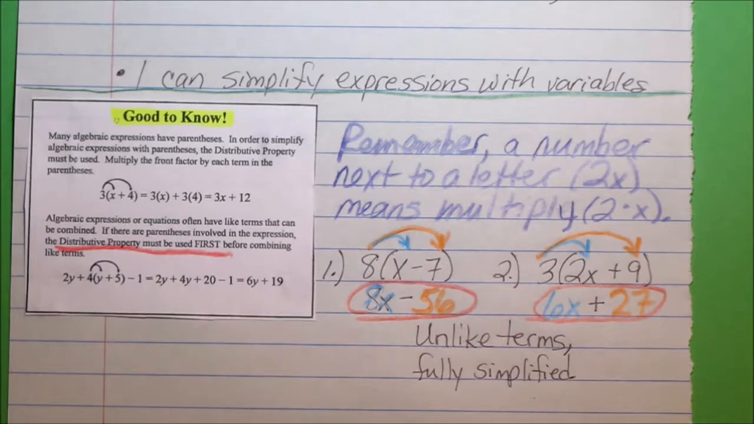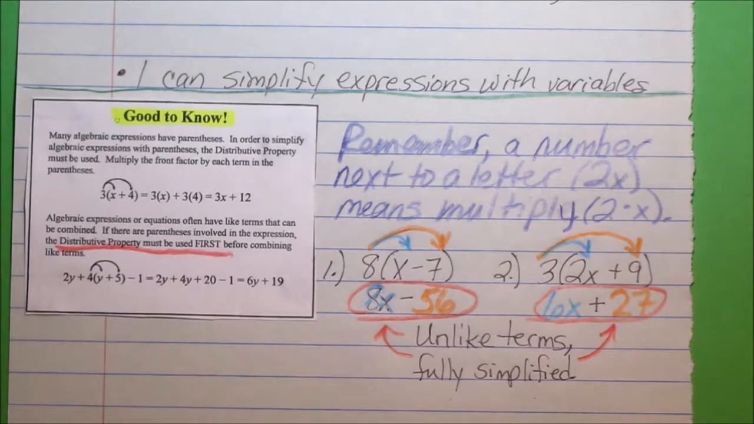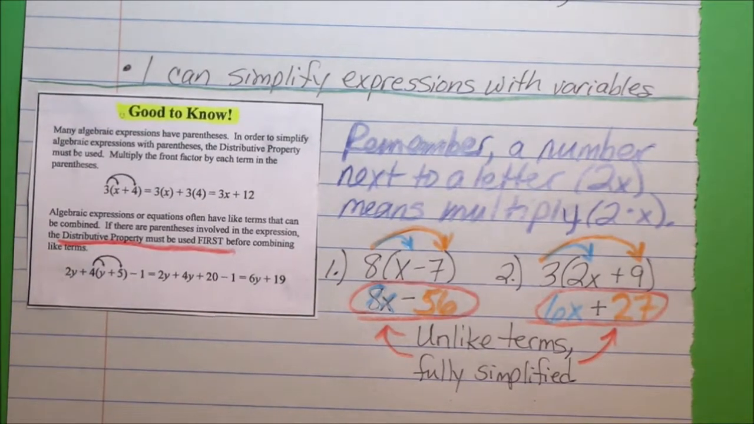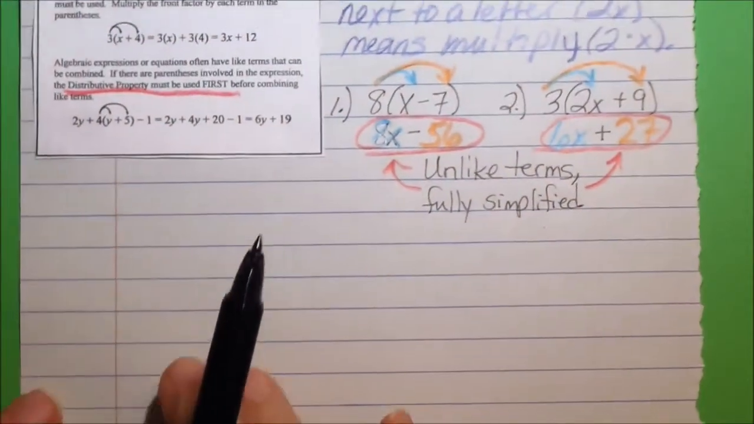Okay, unlike terms, fully simplified. We're not going to get to a one number answer here because we don't have values to plug in for those variables, right? And that's okay. They're just asking us to simplify, not solve, all right? If they wanted us to solve it, we would have to evaluate by plugging in some kind of a value they give us for the x. But we're not doing that. They're not asking us to do that yet.